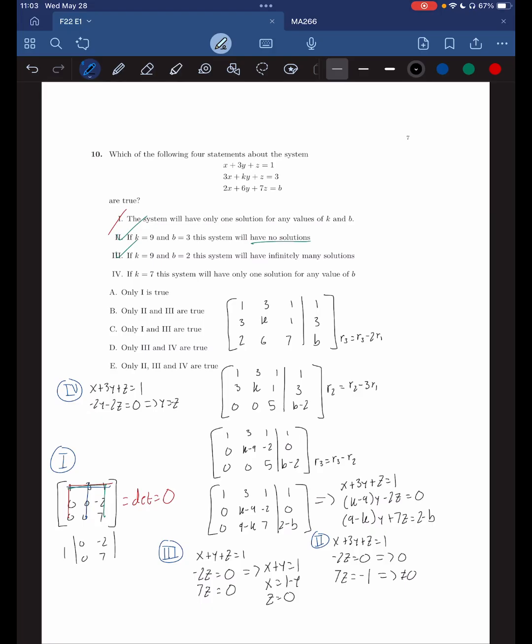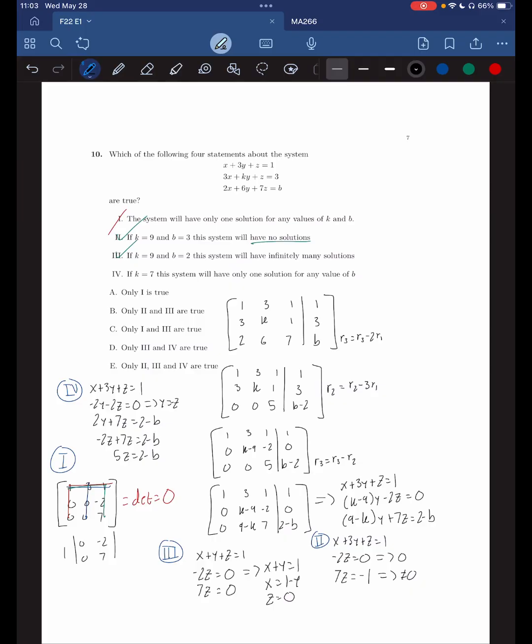And now you have k is equal to 7. So 2y plus 7z is equal to 2 minus b. Right. But we know y is equal to minus z, so we can just say minus 2z plus 7z is equal to 2 minus b, which ends up giving us 5z is equal to 2 minus b.